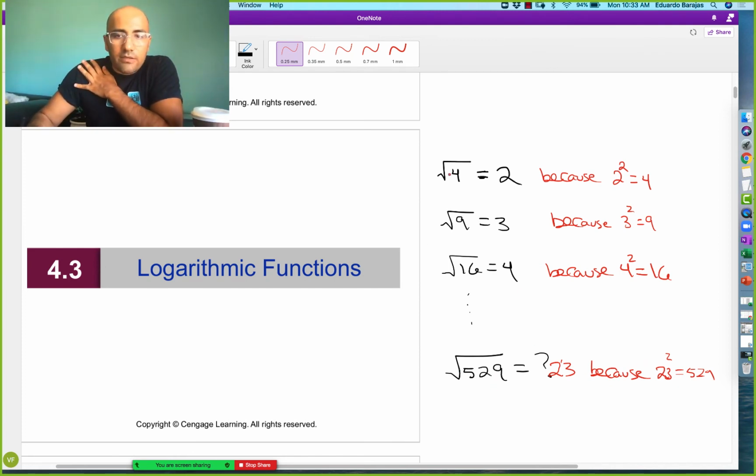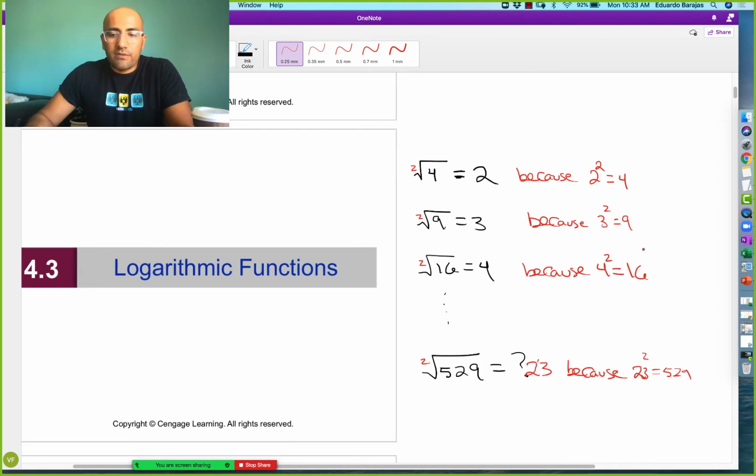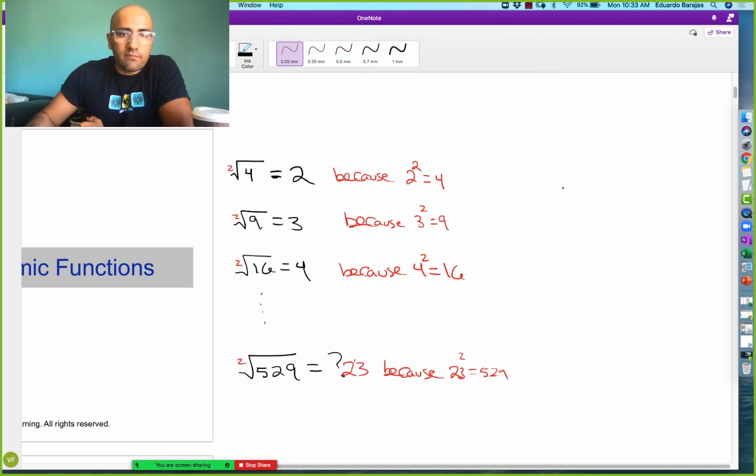But you can't know that unless you know your multiplication table or you have technology. Now, by default, there's a little 2 that goes in here, which lets you know that we're talking about squaring all your numbers. But if we were talking about something different, what if we had the cube root? The cube root of 8 is equal to 2 again, because 2 to the third power equals 8.